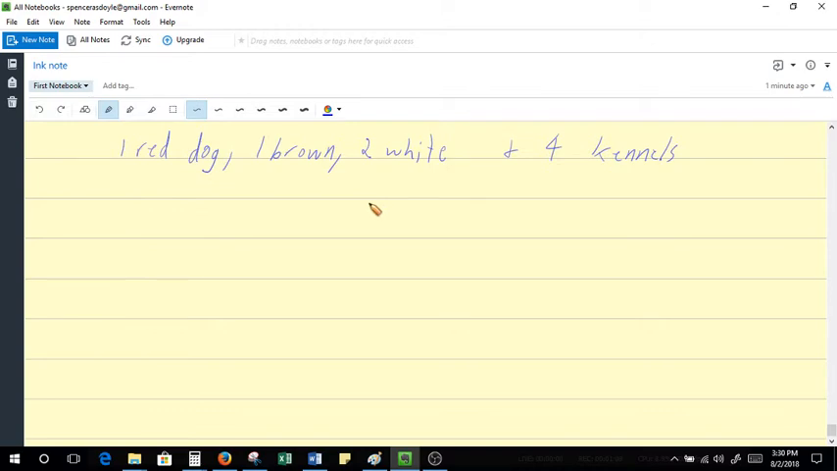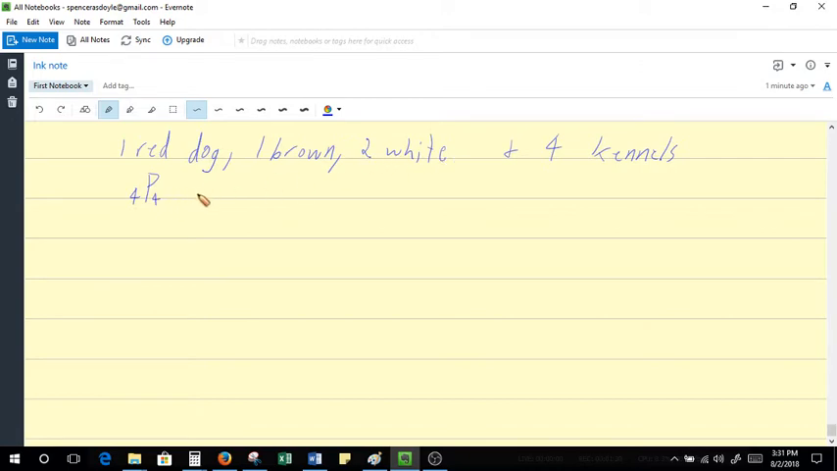I'm going to interpret this as a permutation because I do think order matters. I think it matters where our dogs are going. You know, those 2 white dogs aren't identical. They're just both white dogs. So that outcome, or the order, does matter. And there are 4 kennels.